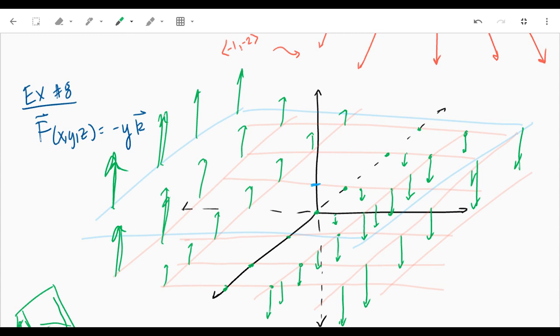Okay, just try your best again to visualize it and think about what it means too. It means as we move further along the y-axis, whatever this is getting stronger. Okay, and it's not dependent at all on x or z.